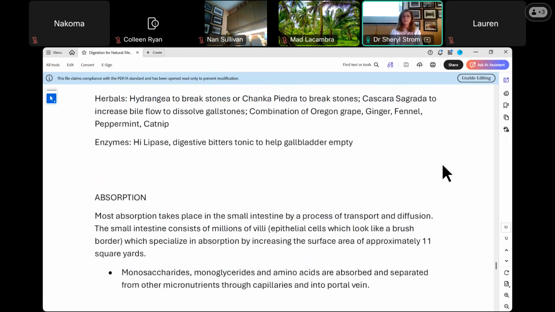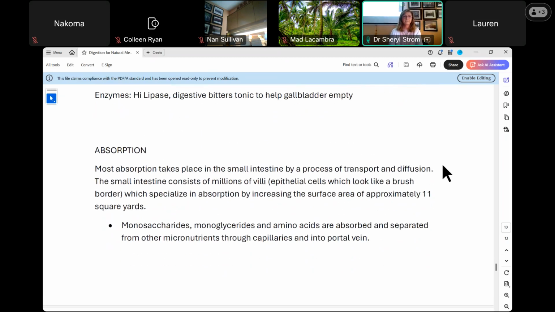So let's go back to absorption. We're almost done with this section, actually. Most absorption takes place in the small intestine by a process of transport and diffusion. The small intestine consists of millions of villi, epithelial cells, which look like a brush border. So kind of like this, and then the food will transport over here, the chyme, if you will, or all the broken nutrients. And so these villi will move like this as the food goes through the intestine. And you see it on the medicine way, of course.